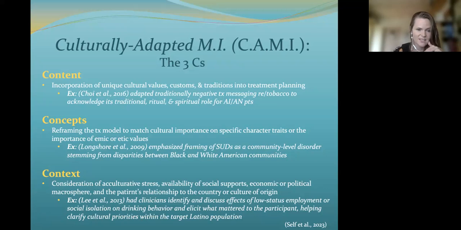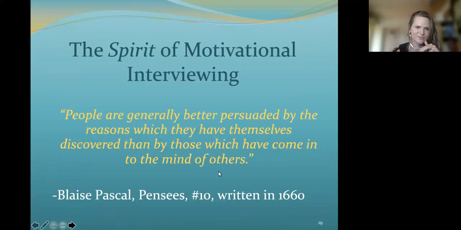Then the third C is context. So that's consideration of issues such as acculturative stress, availability of social supports, economic or political macrosphere, and the patient's relationship to the country or culture of origin. And this is important in that sort of Bronfenbrenner model of, what are the nested layers of influence that this patient is working within? They're not just showing up to the office with no history or context in terms of how they fit into their society and their culture.